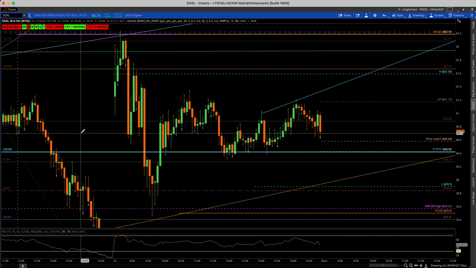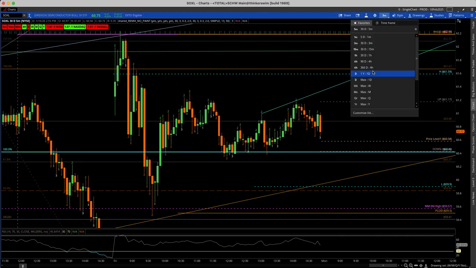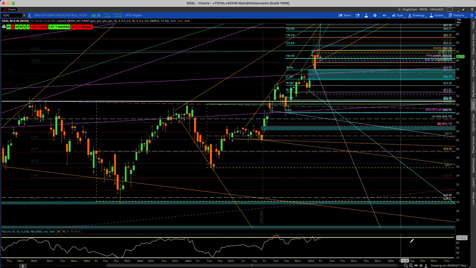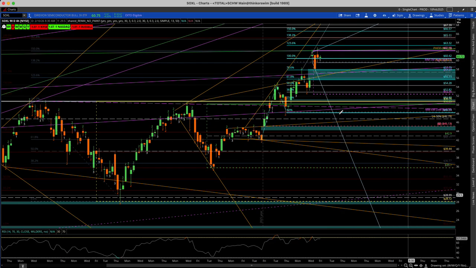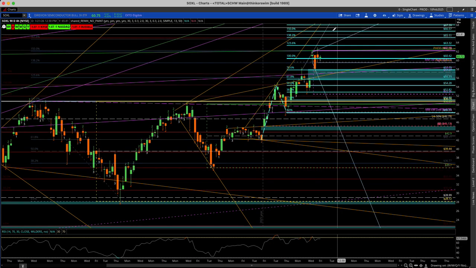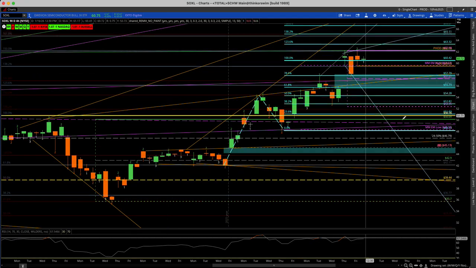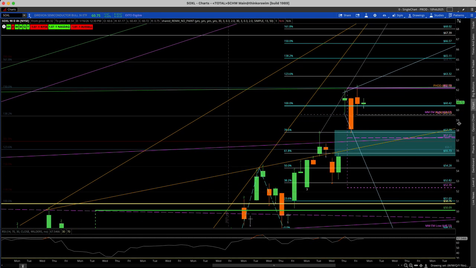So just stick to the rules, keep good risk to reward, and you should be good to go. Now let's zoom out a little bit more. Let's take a look at the 4-hour and just look at how we might approach more of a day trade, maybe even an overnight swing trade.